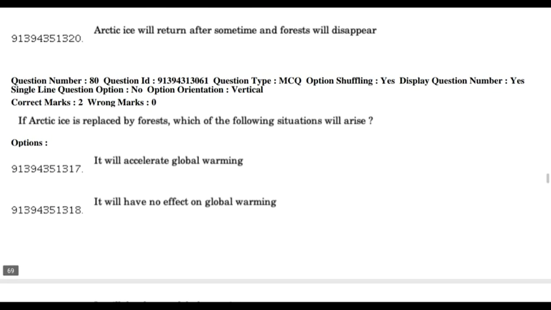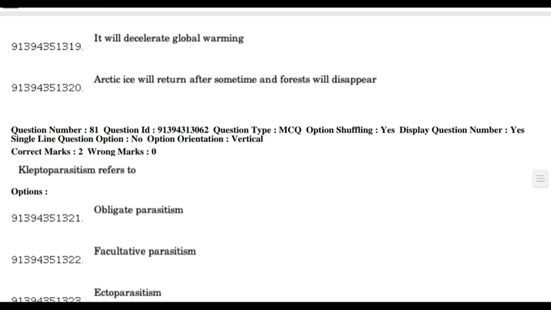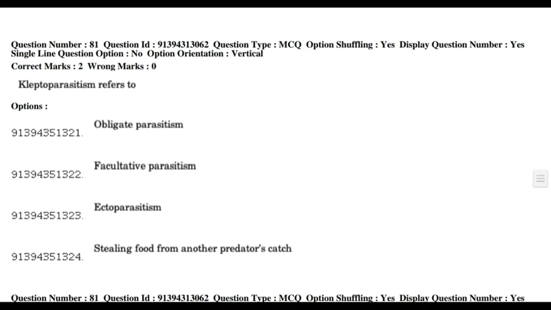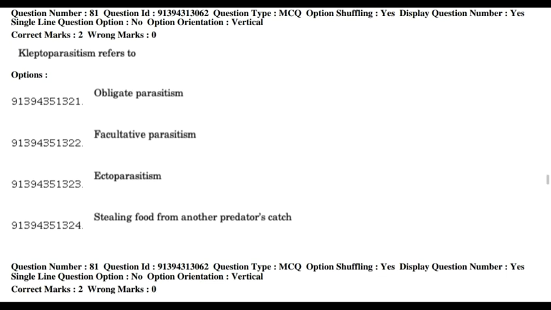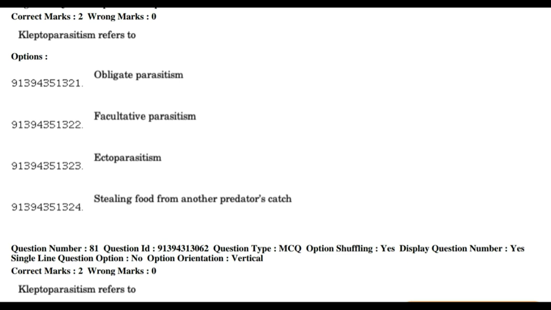Next, Klepto Parasitism refers to what? Stealing food from another predator's catch is called Klepto Parasitism.